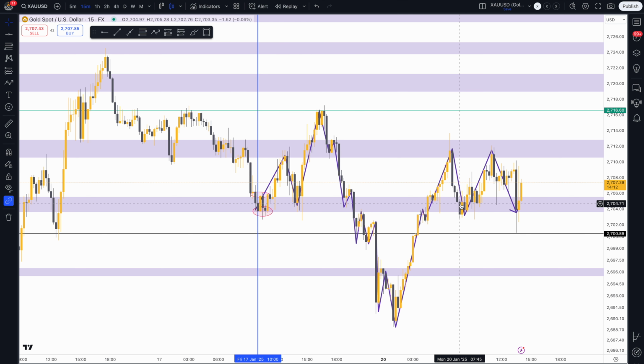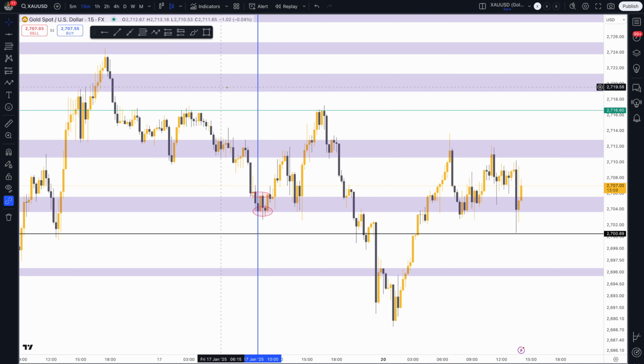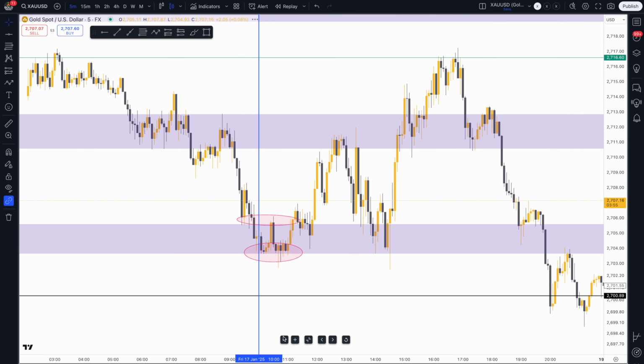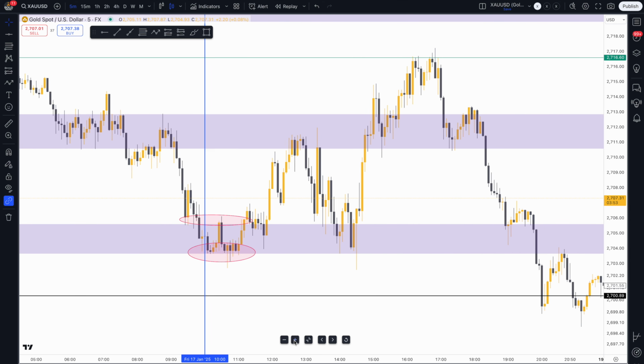and then tested this support a few times and also tested this resistance a few times. So 2710 and 2705 are definitely the support and resistance for this current consolidation block. As you can see, not much has actually happened. But I'm going to go to my minute 5 real quick, go back into the past and zoom in on these two ellipses here.